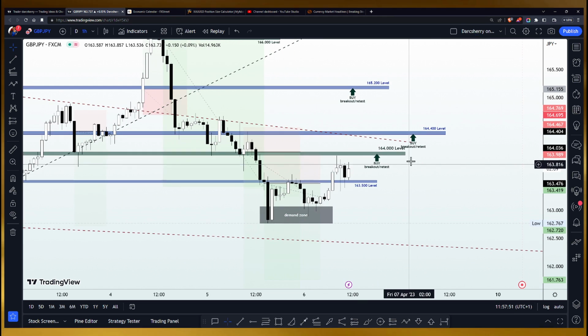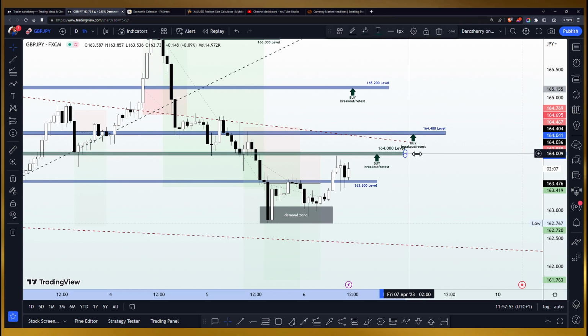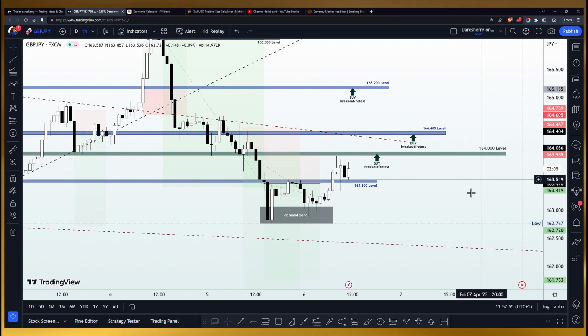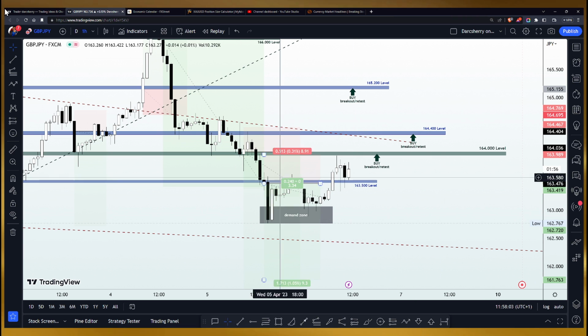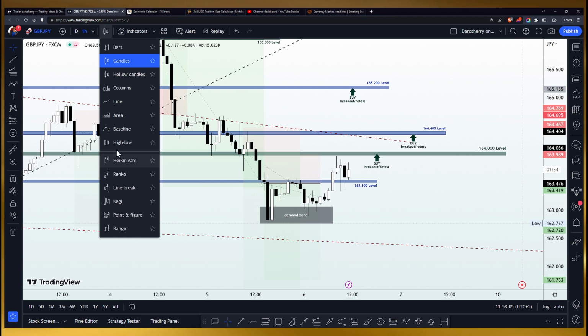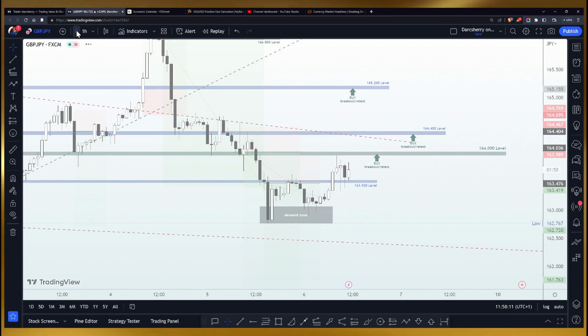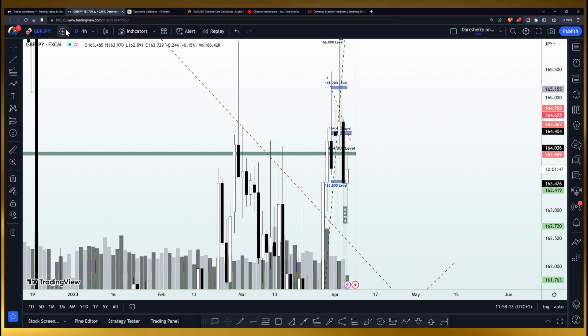Now talking about the 164.00 level, I hope we still remember the importance of it. I laid much emphasis on the structure at the beginning of the week, which was our neckline of the potential reversal pattern we identified on the daily time frame. So let's go into the daily time frame here so that we can see.